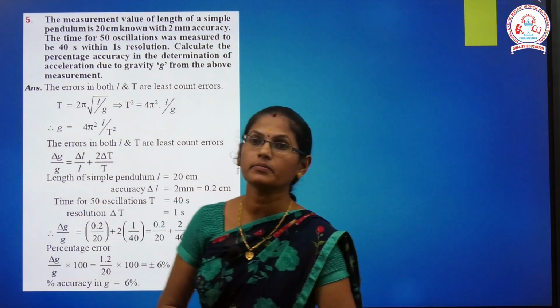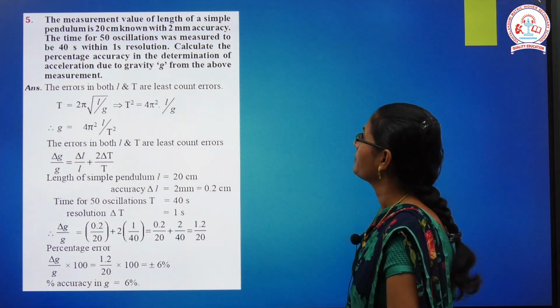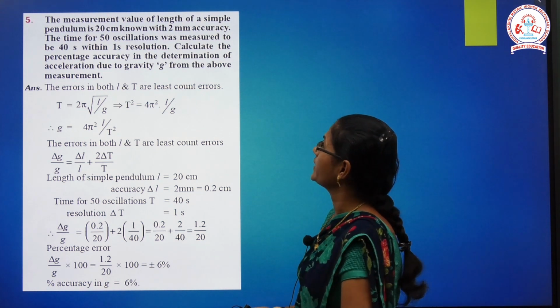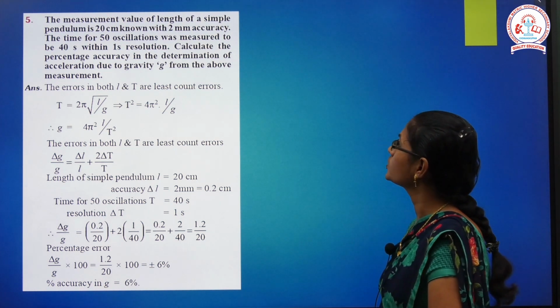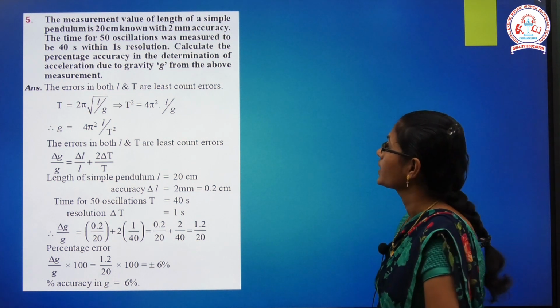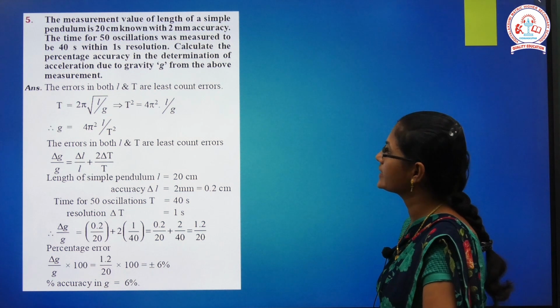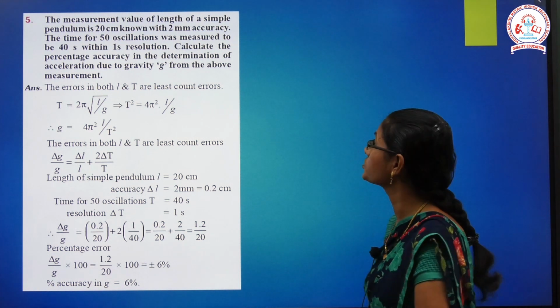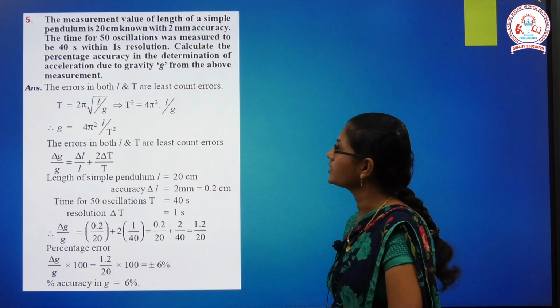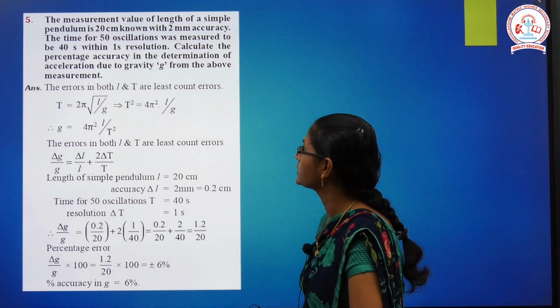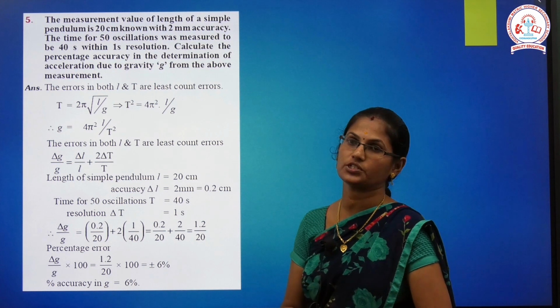In the last problem in this chapter, the length of a simple pendulum is measured as 20 centimeter, known with 2 millimeter accuracy, and the time for 50 oscillations was measured to be 40 seconds within 1 second resolution. Calculate the percentage accuracy in the determination of acceleration due to gravity g from the above measurement.